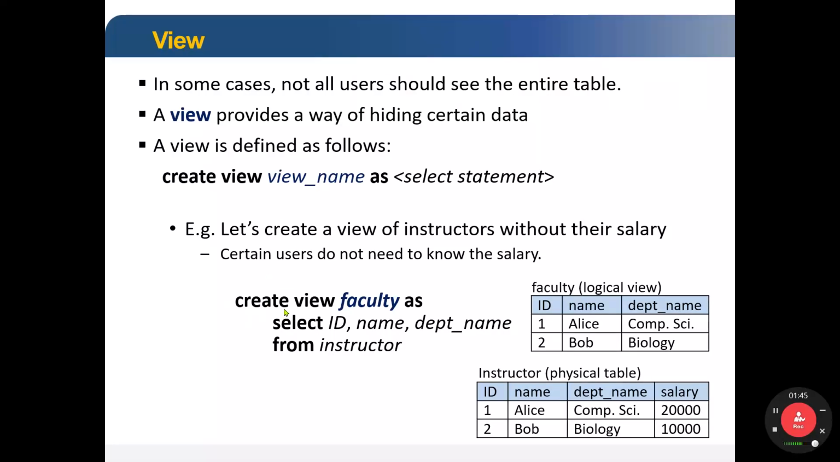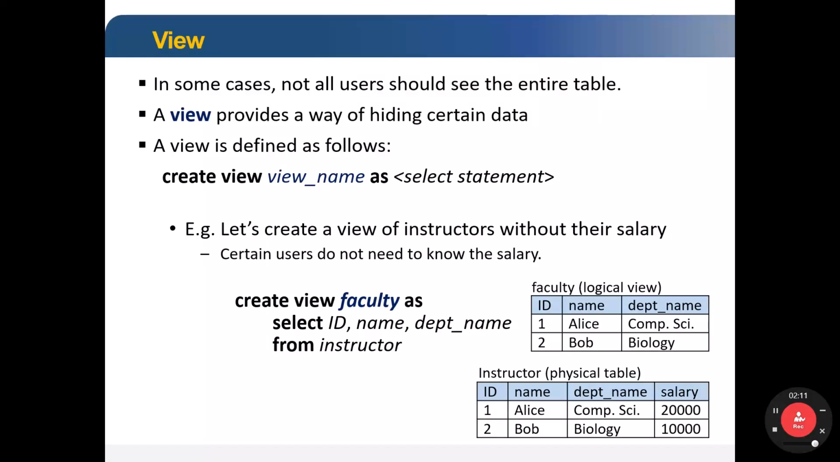So let's see how we can define a view here. Create view, and the view name follows, and the definition, the select query, follows the as keyword. So the main purpose of defining this view is to hide some information from certain users.